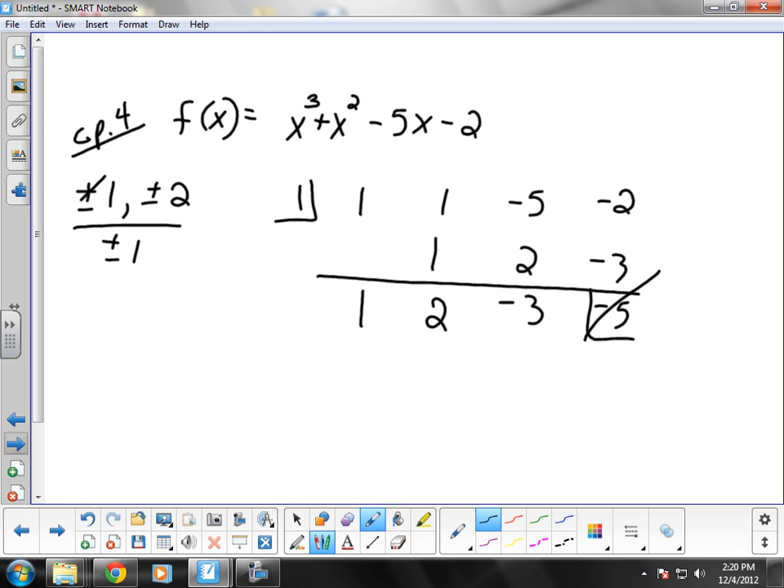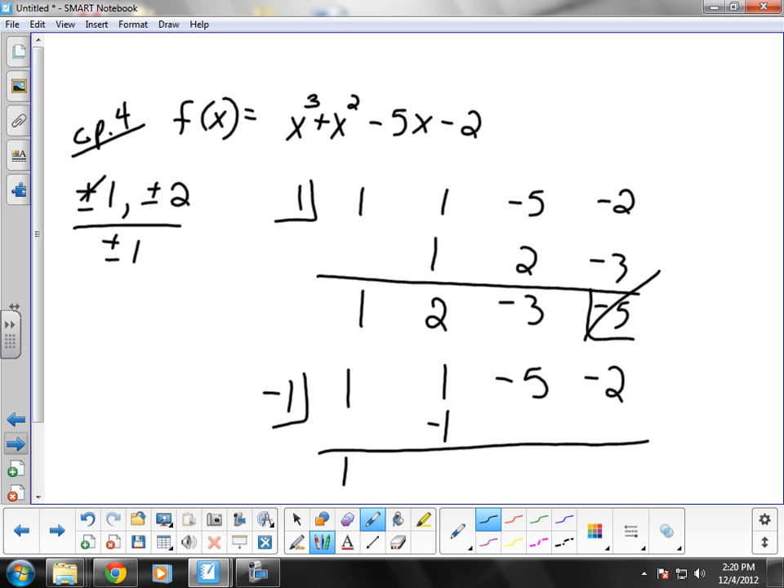And then I try negative 1. Bring down the 1. Negative 1 times 1 is negative 1, so I get a 0. And I get a 0, because anything times 0 is 0, right? And I get negative 5 when I add. And a positive 5, and that's not it either, right? So positive 1 and negative 1, neither one work.